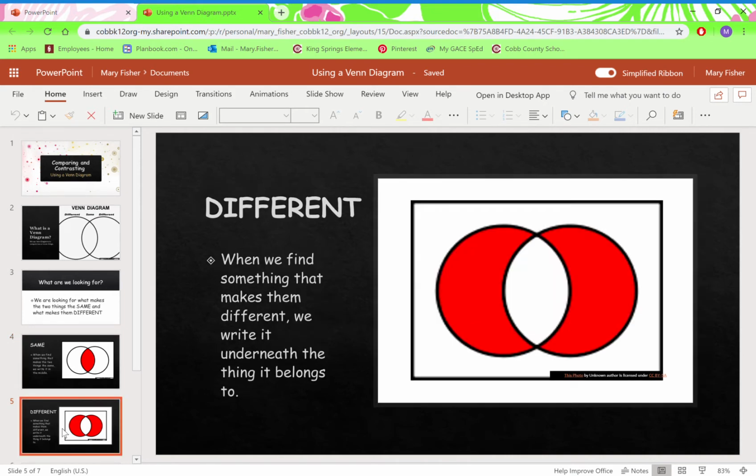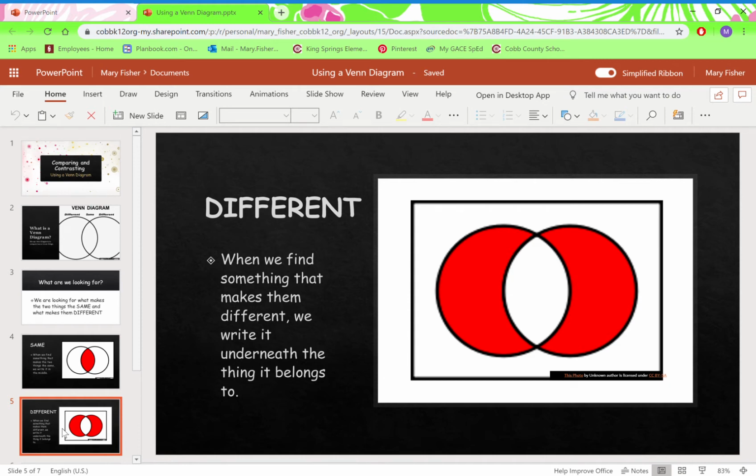But then if we find something that makes them different, we have to write it on the sides underneath where it belongs. So if cats say meow, I would write meow in the red section with the cat. If a dog says woof, I would put that in the red section for the dog. I would not put it in the middle of the Venn diagram because they are different. That is something that they have different, so it has to go with that animal.